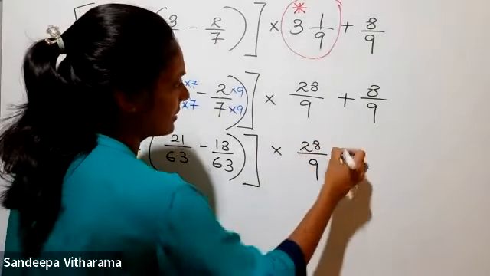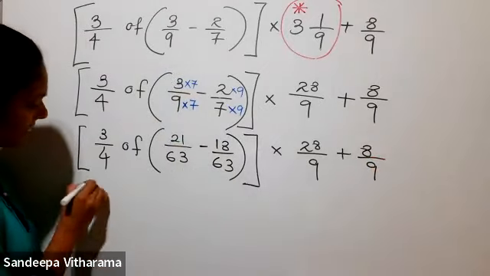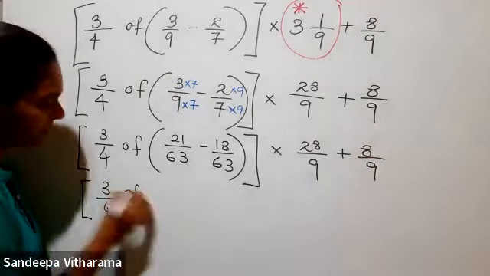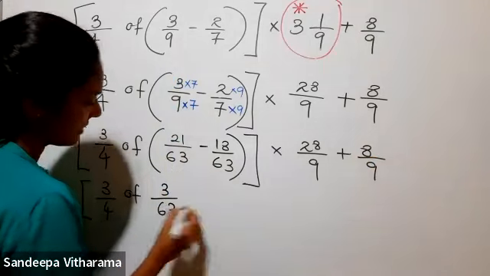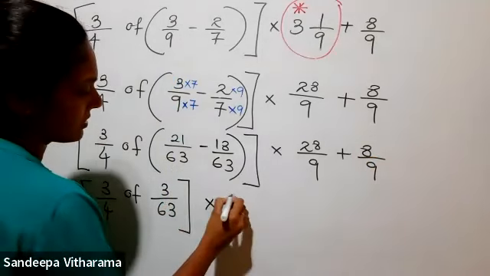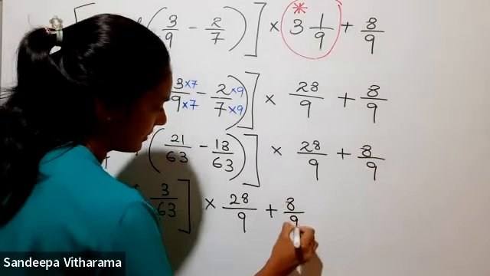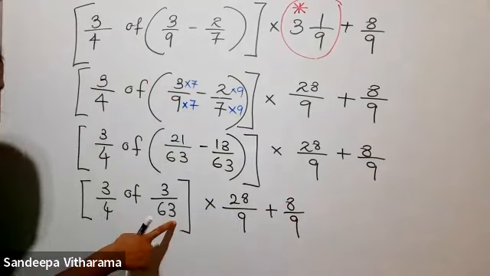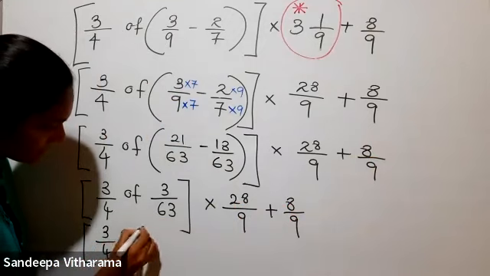Then 28 upon 9 and 8 upon 9. Okay. Then 3 upon 4 of, look here, it is 3 upon 63. Bracket multiplication 28 upon 9 and 8 upon 9. Okay, so then again we have to remove this bracket. Then of is replaced by multiplication.